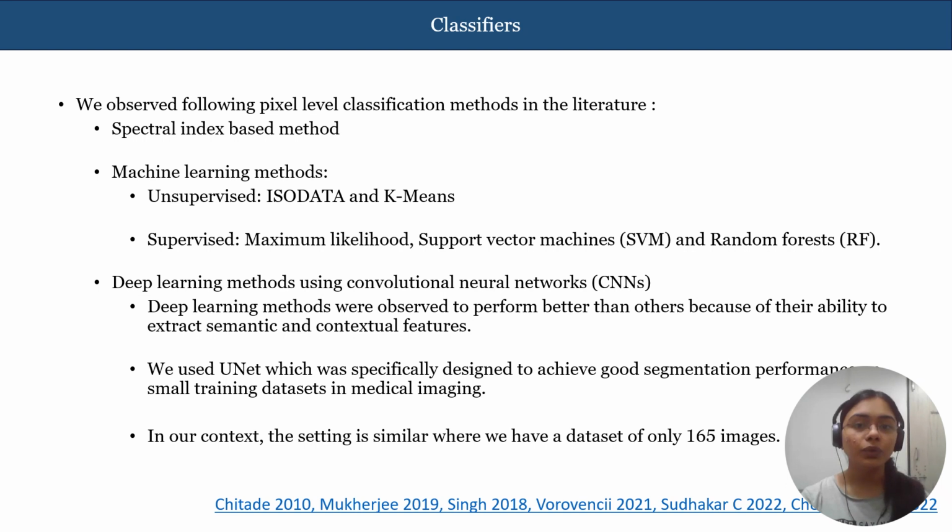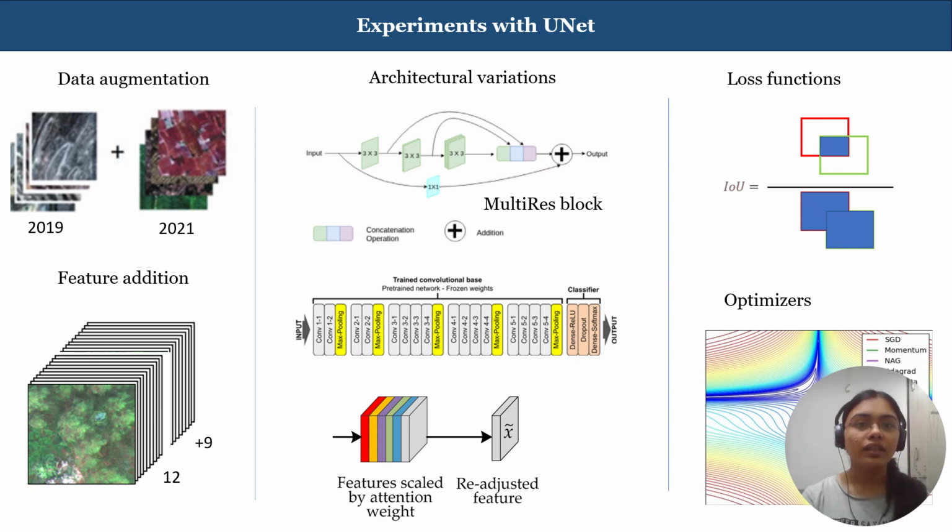Specifically, we use UNet, which is a fully convolutional network and known to achieve considerable performance on small training datasets, such as in our case where we have only 165 images. We used UNet with 7 encoder and 7 decoder layers for our experiments. We experimented with mine-specific features, architectural variants, loss functions, and optimizers to arrive at the best performing model. We finalized batch normalized UNet with 7 encoder-decoder layers after the experiments.